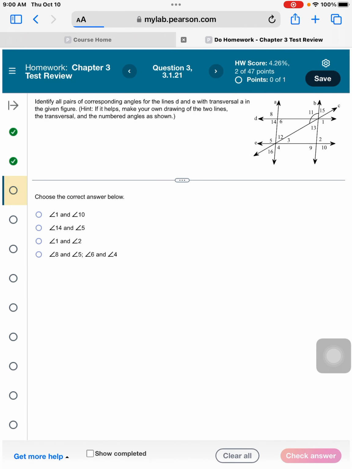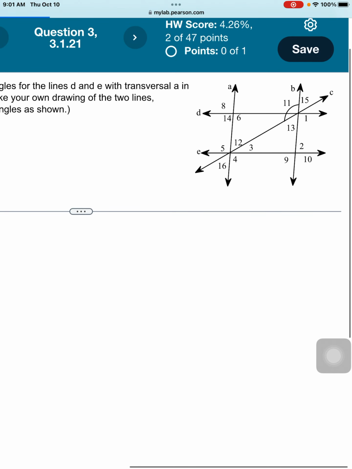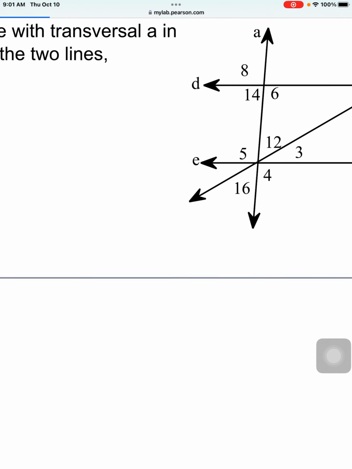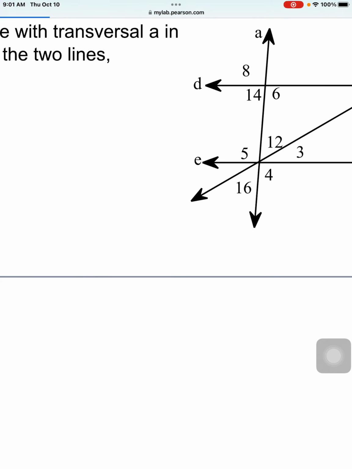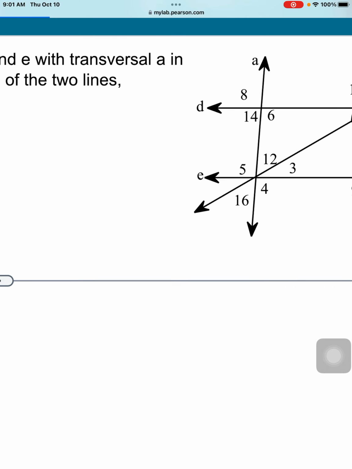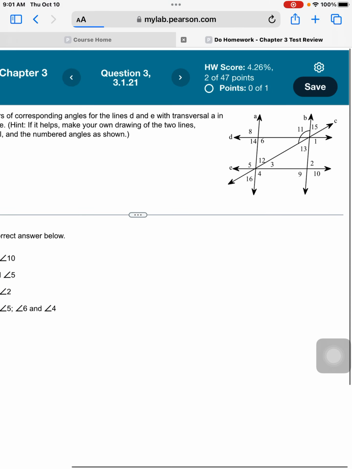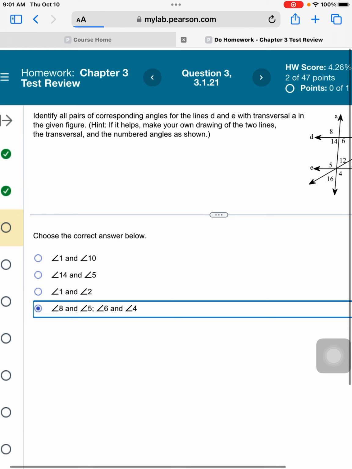Okay. Identify all pairs of corresponding angles for the lines D and E with transversal A. So do we care about anything that's going on in transversal B? No, we don't. So 11, 15, 13, 1, all these numbers to the right, we can ignore them, because we only care about transversal A transversing D and E. So let's see, what did it ask me? I forgot what it asked me. Corresponding. So the corresponding angles are 8 and 5, and 6 and 4. Perfect.